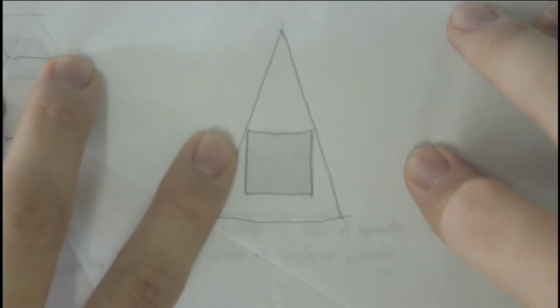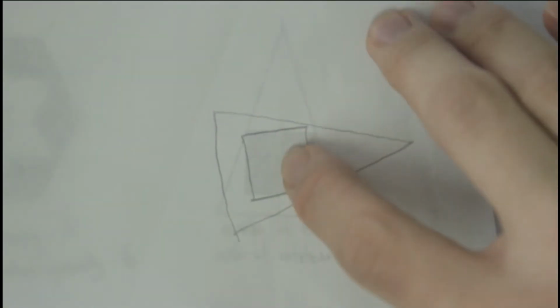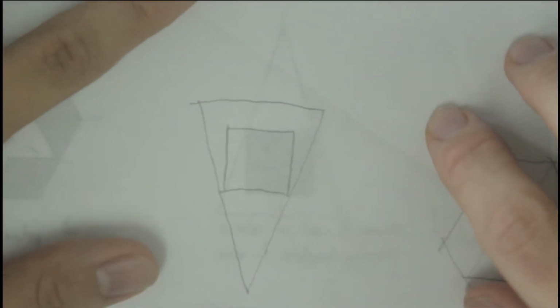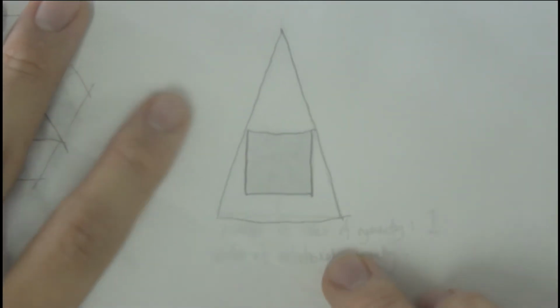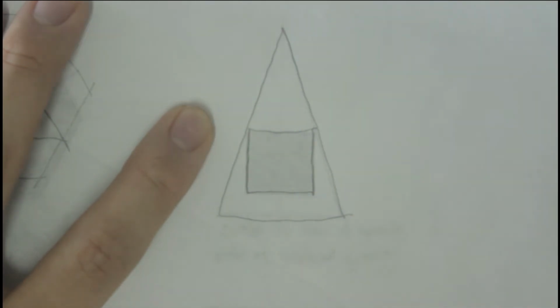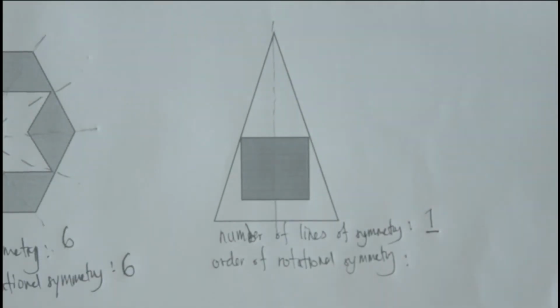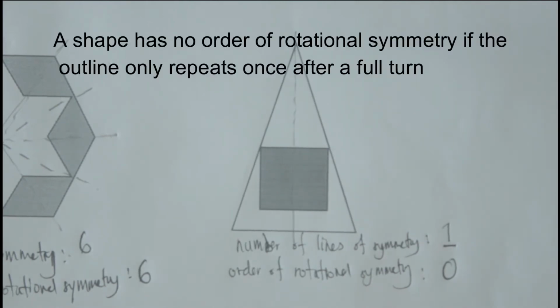And let's rotate for a full turn. So if we were to rotate it in a full turn, the outline only repeats to itself 1 time. In other words, since it only has 1 repetition, the order of rotational symmetry is 0. So take note, if a shape rotates in a full turn and only has 1 repetition, the order of rotational symmetry is 0.